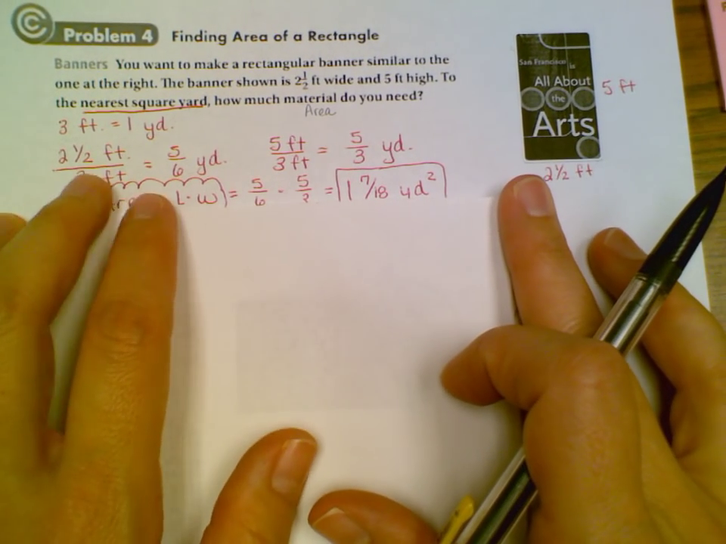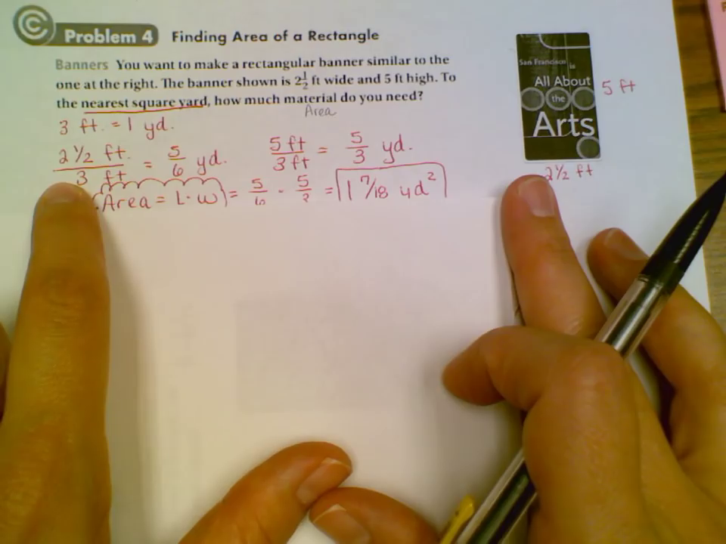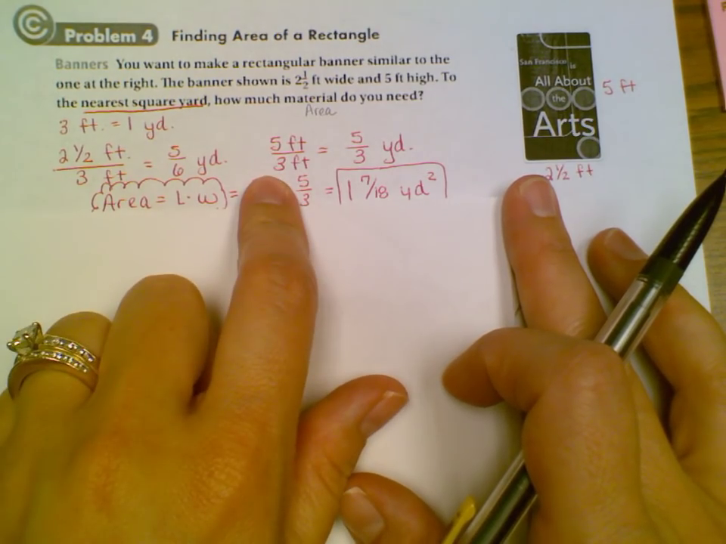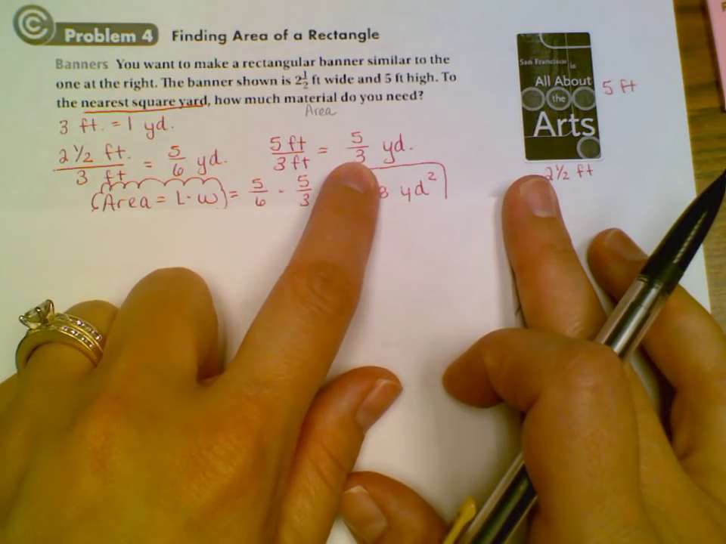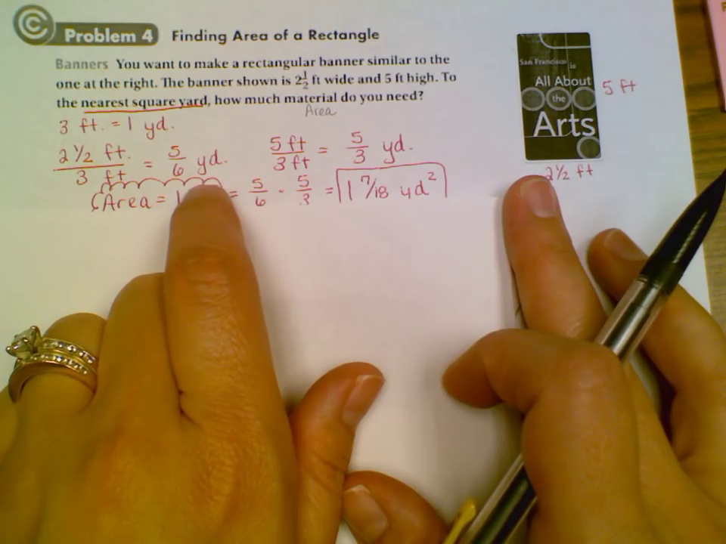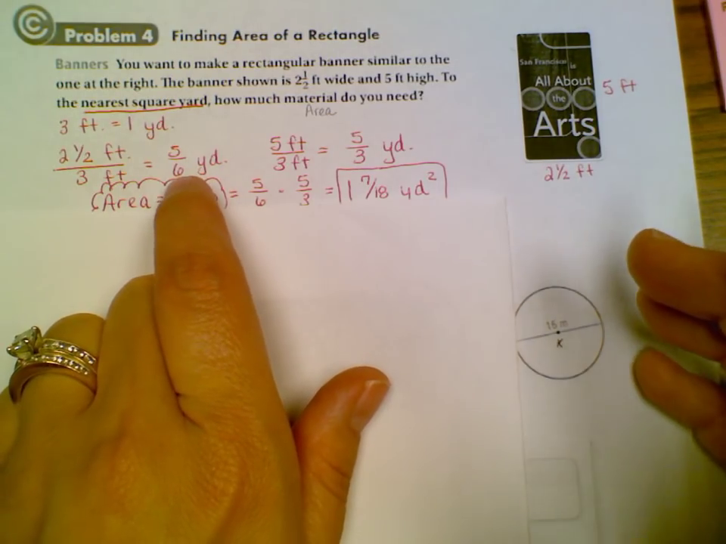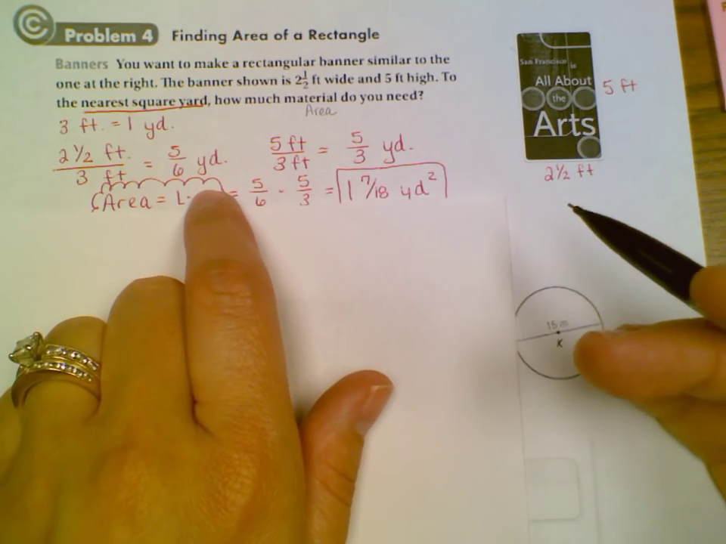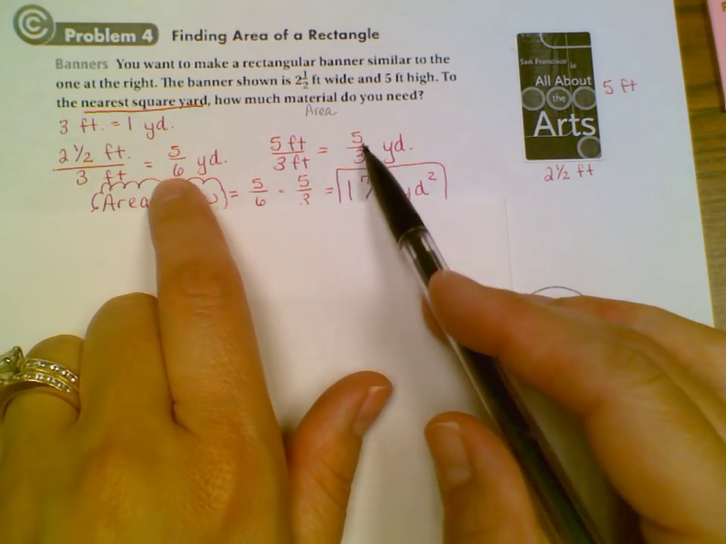So I went ahead and took my width, 2.5, and divided by 3, and I got 5/6. And then I did 5 divided by 3 for my height, and I got 5/3. Now notice that I'm leaving them in fraction form. Do not write them as a decimal and round, because then you're going to get further away from the correct answer, which is called a rounding error. So make sure that you're leaving it in fraction form if possible.